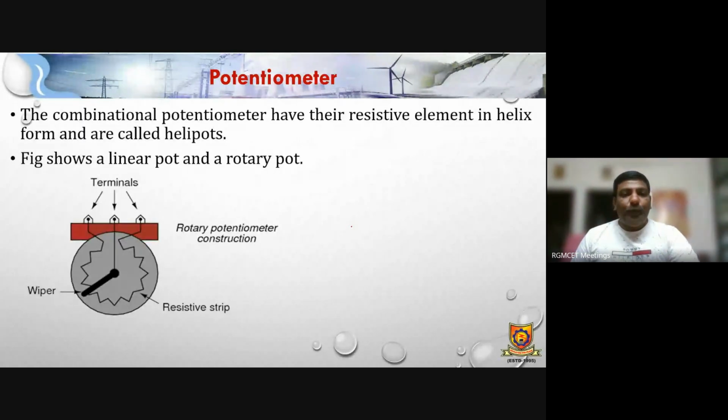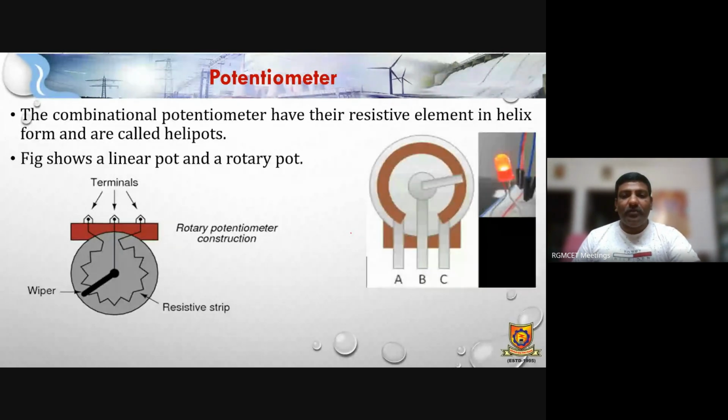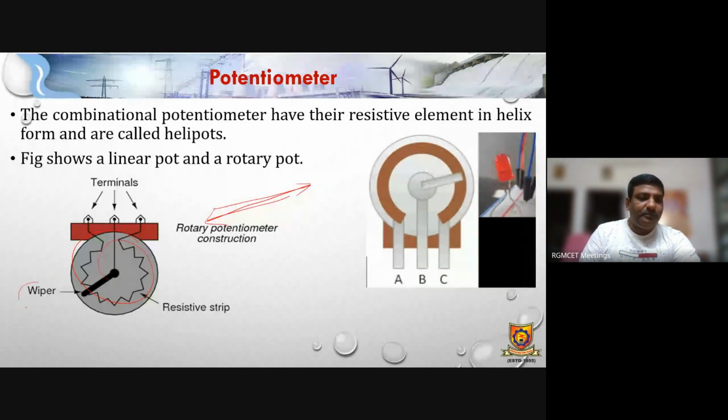Now a potentiometer can be either linear in nature or rotational in nature. The earlier diagram we have seen is linear, so in that case we move the sliding wire contact only horizontally, either in this direction or this direction. Whereas in this diagram we can have a rotational one, a sliding wiper that rotates. These are the three terminals.